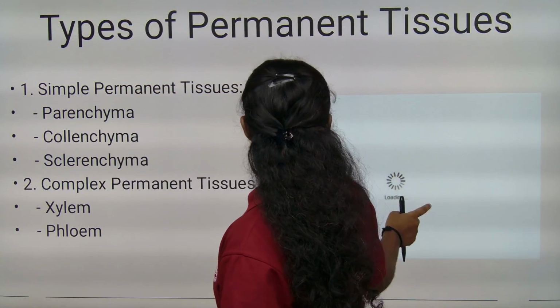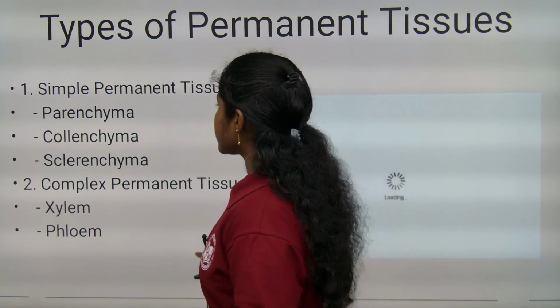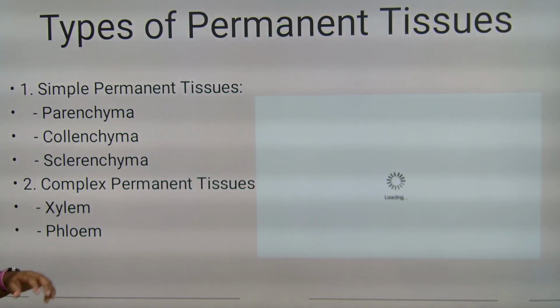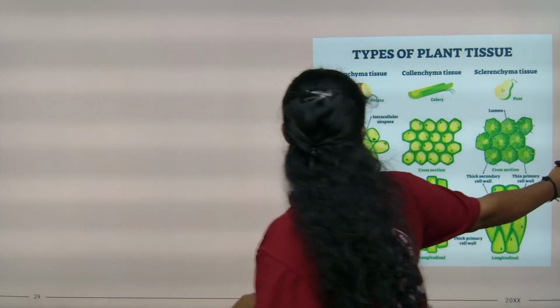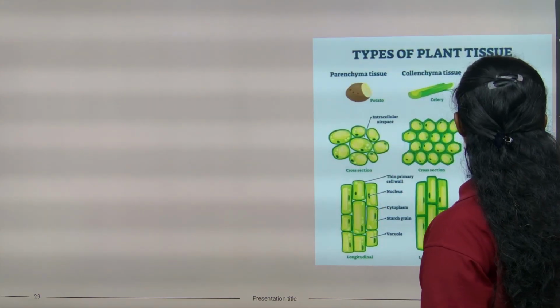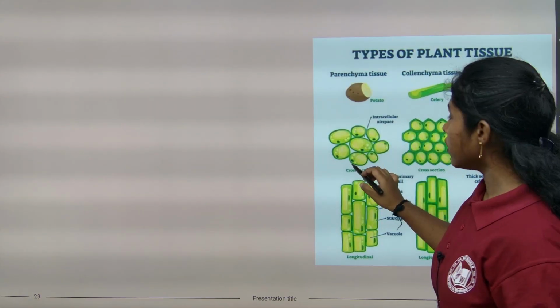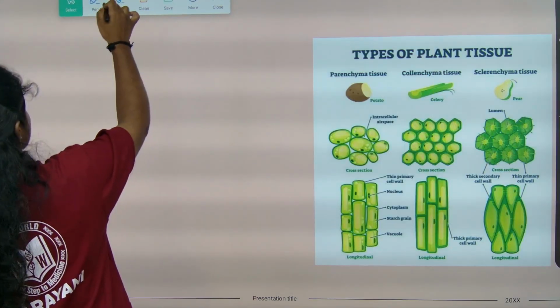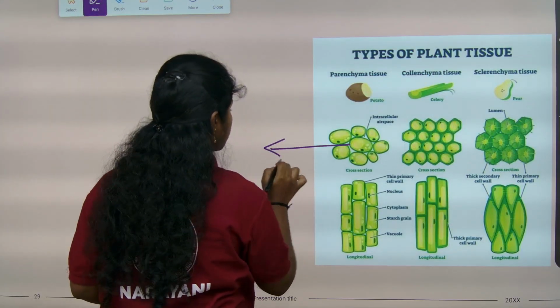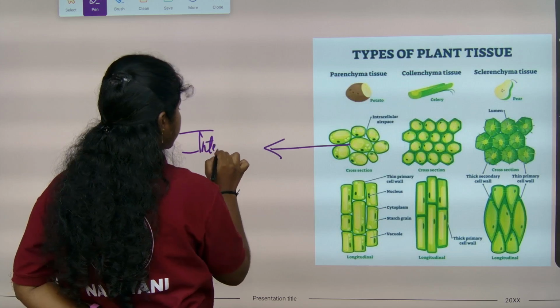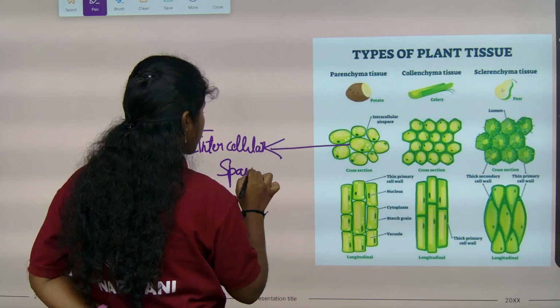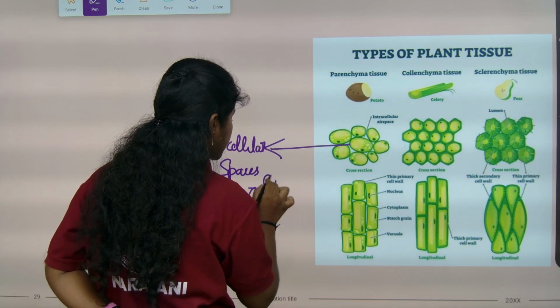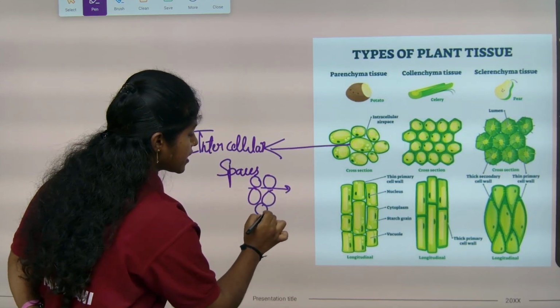So here see, children, Parenchyma. Parenchyma has these cells. These are the Parenchyma tissues, children. Here we can see the intercellular spaces. What are the characteristics of these Parenchyma cells? See, there are intercellular spaces. What are intercellular spaces? In between cells there is a space, right?